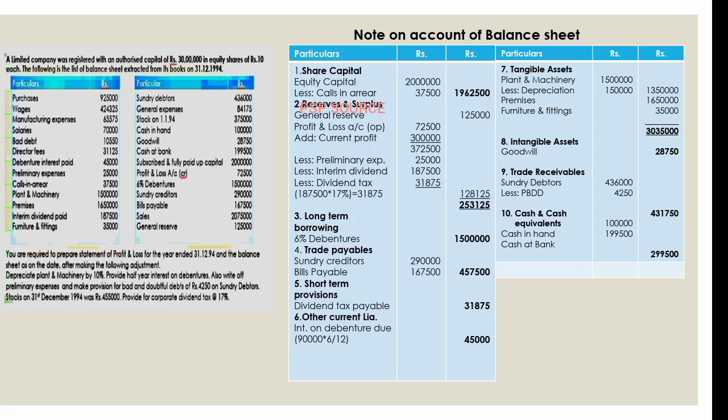Note number 1, share capital: equity capital minus calls in arrears, we'll be getting 19,62,500. Next, reserves and surplus. Reserve entry will come first, rupees 1,25,000. Next to surplus. Here surplus means profit. In our problem we have two profits, current profit and previous profit as well. So 72,500 and 3 lakh. Totally you will be getting 3 lakh 72,500.